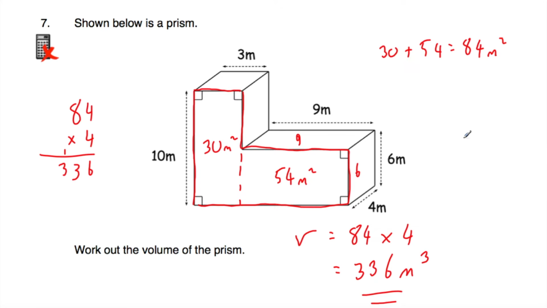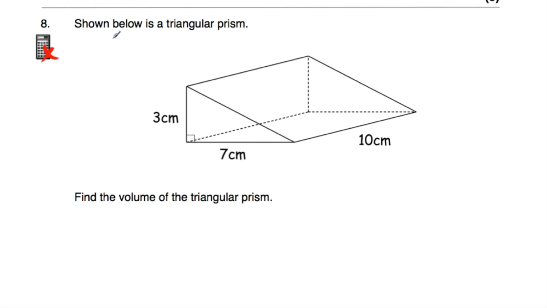Okay, let's have a look at our next question, question number 8. And so question number 8 says, shown below is a triangular prism. So we've got this triangular prism. So we've got this triangular cross section here. So this is the cross section of the prism, this triangle. And then the length of the prism would be 10 centimeters. So we've been asked to find the volume of this triangular prism.